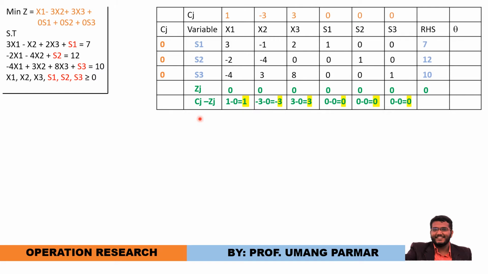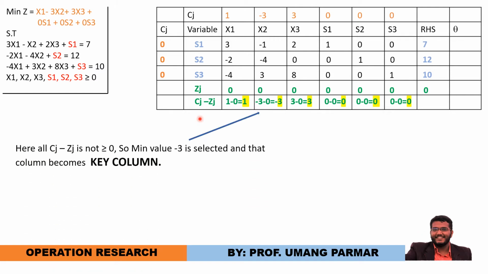At the initial stage, we define that whenever Cj minus Zj is greater than or equal to 0, only then do we have the optimum solution. But right now, all our Cj minus Zj are not greater than or equal to 0. We have one negative value. So the minimum value, that is minus 3, is selected and that column becomes the key column.